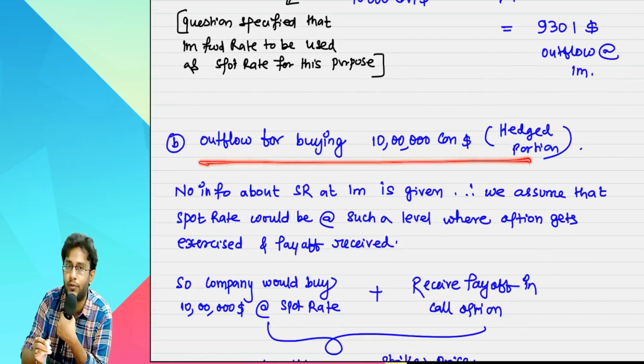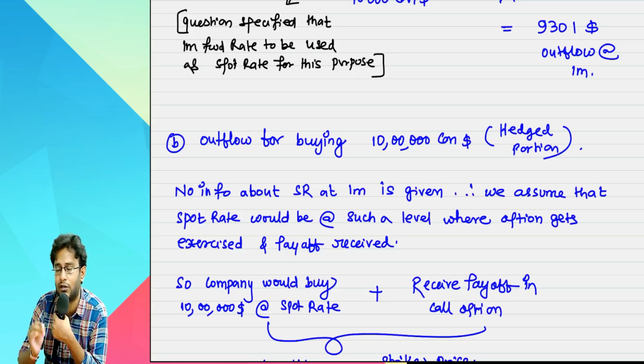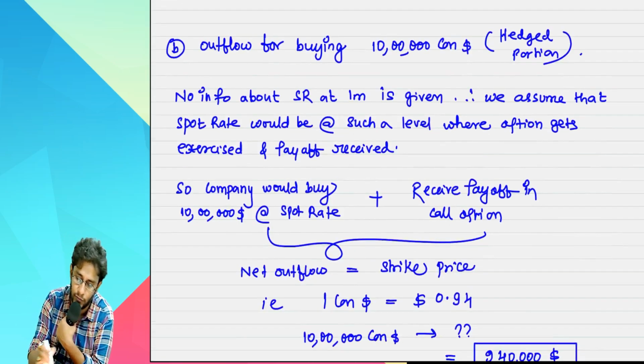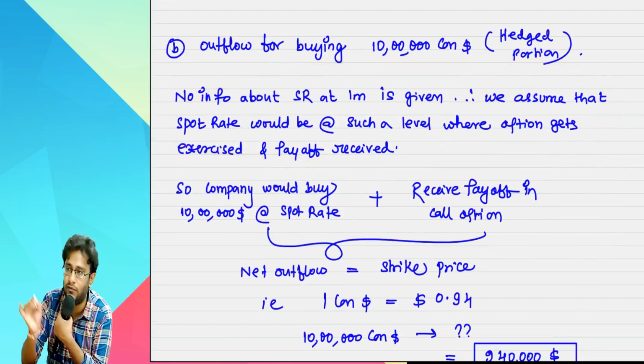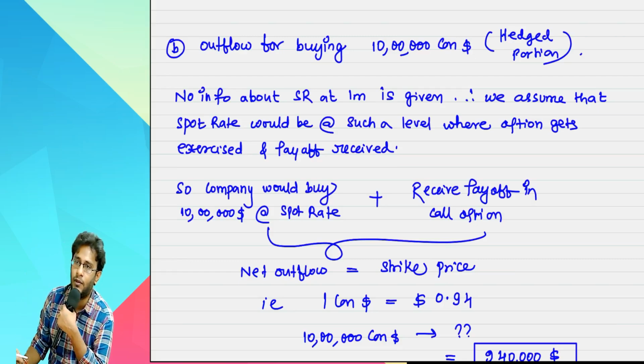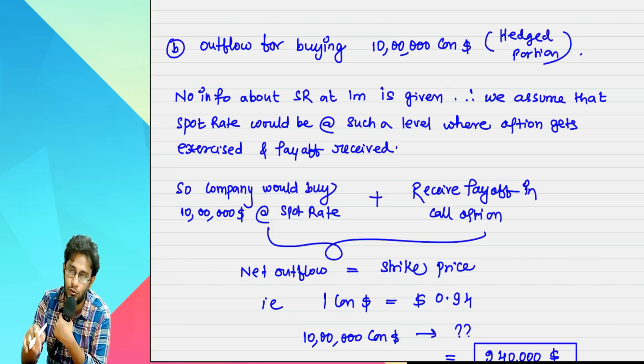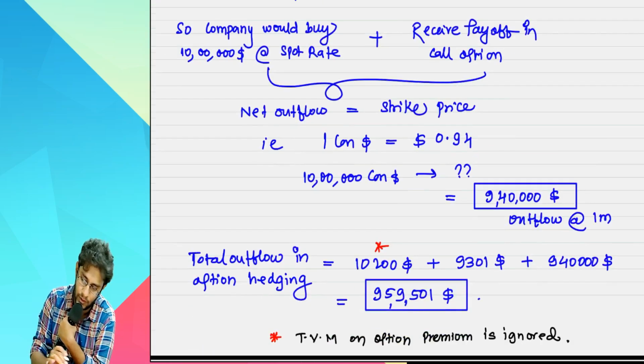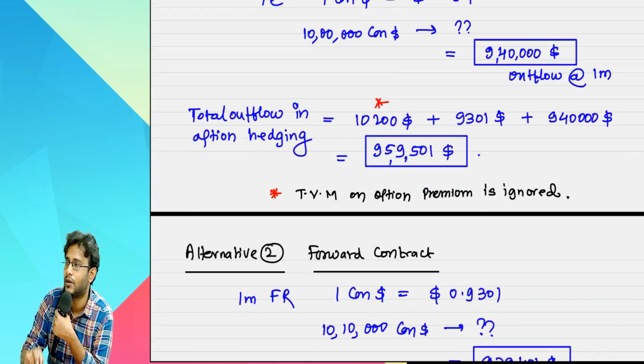For the hedged portion, if the question gives you the future spot rate, you will see whether the option is getting exercised or lapsed, like how we did in the previous sums, and then do. If the question is silent, you have to make this assumption. The assumption, even if you don't write it, it's okay. But why they are doing that you should know. That's the reason I made you write one alternative, another alternative directly. So that's all, sir.